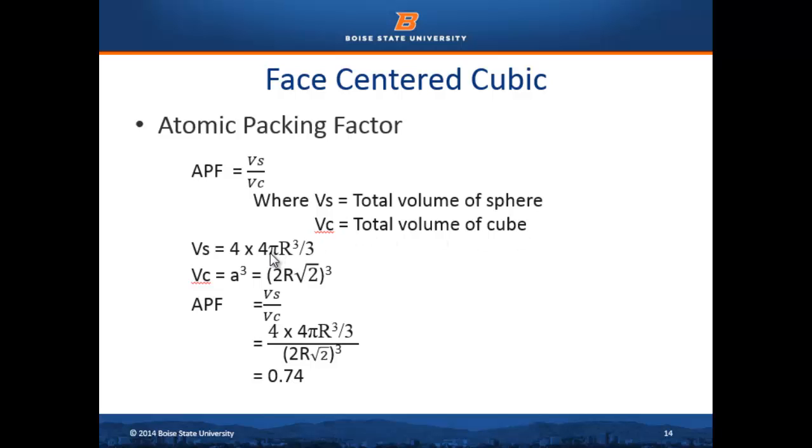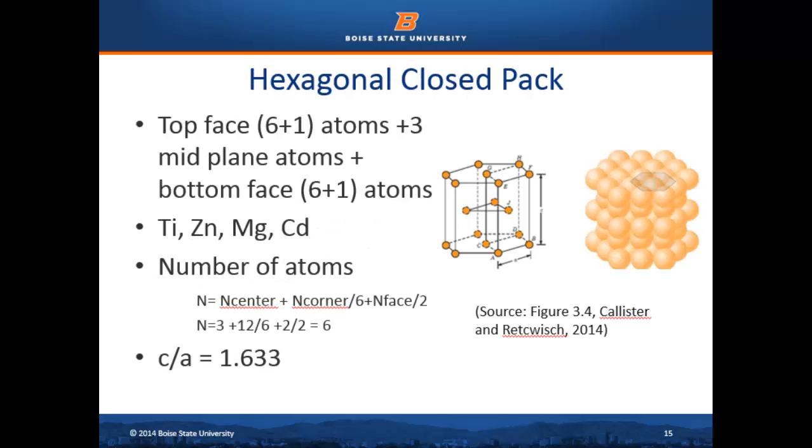Vs equals 4 multiplied by 4/3 πr³. Vc equals a³, which equals (2r√2)³. Therefore, APF equals Vs over Vc. By doing some math here, we get APF for FCC equals 0.74. We can see that APF for FCC is greater than that of BCC.